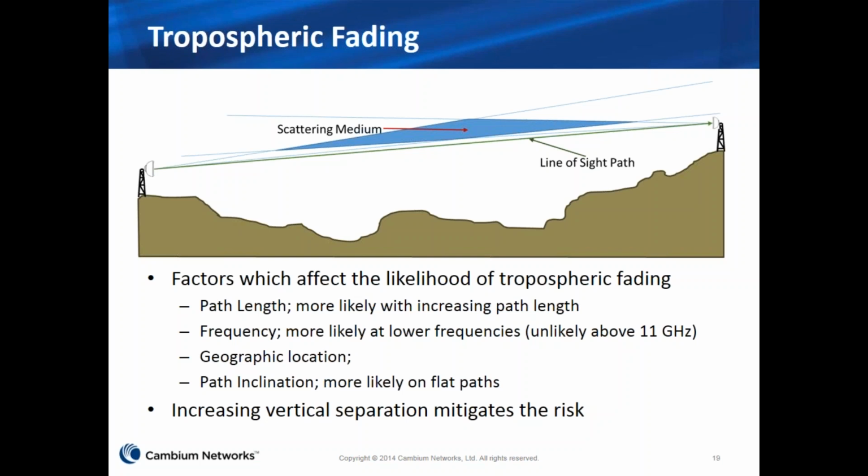And the same as for reflected paths, to mitigate this we need to add diversity with vertical spacing. But in this case it's not an absolute science, as I just said, on the particular separation that's required. And I think it's worth emphasizing that when we talk about diversity spacing, we're talking about vertical spacing and not horizontal spacing. Horizontal spacing is not going to mitigate against reflections or tropospheric fading. You must have the antennas one above the other and give yourself some vertical height.